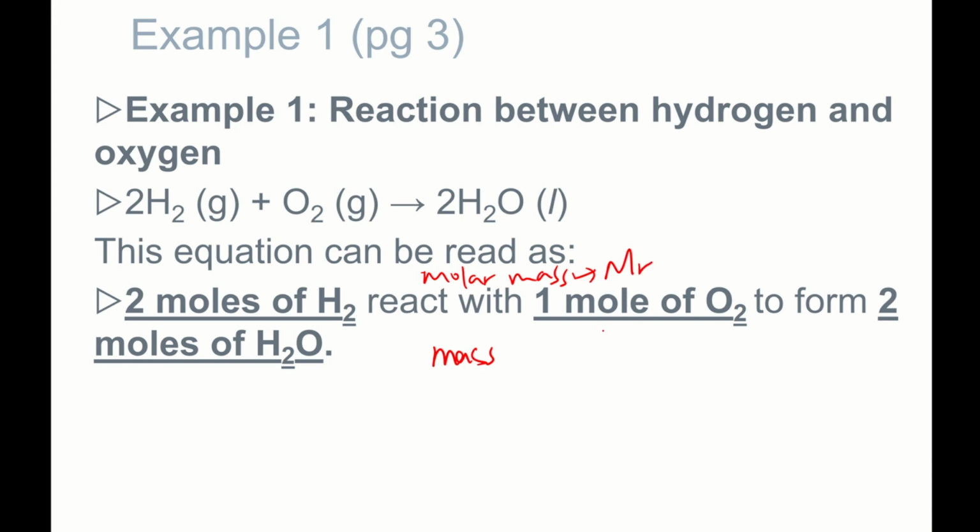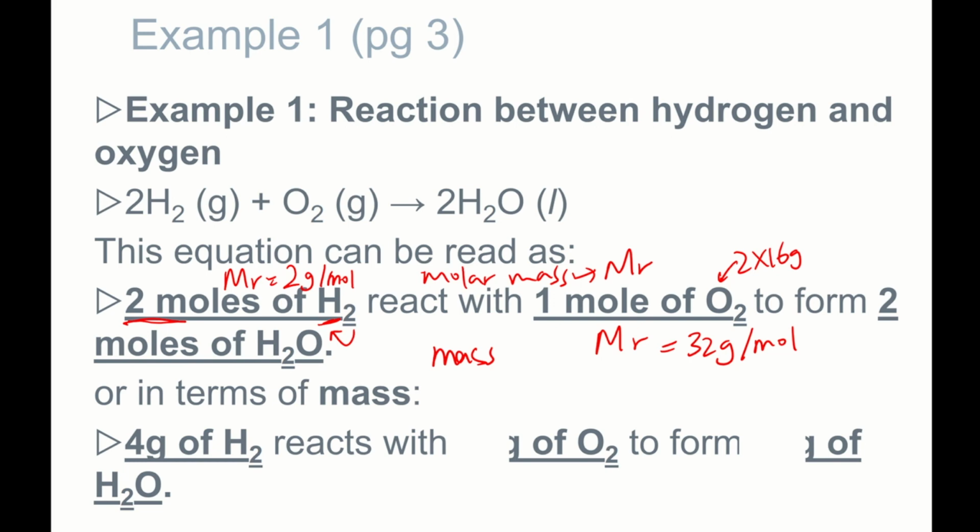Okay, 1 mole of oxygen, the molar mass is 32 gram per mole. And then for hydrogen, molar mass of hydrogen is 2 gram per mole, because 2 times 1, correct? 2 times 1, which is 2. Okay, then same thing, this is 2 times 16 gram. So if I want to convert it to mass, 1 mole is 2 gram, so now I have 2 moles. So I have 4 grams of hydrogen reacting with 32 gram of oxygen.